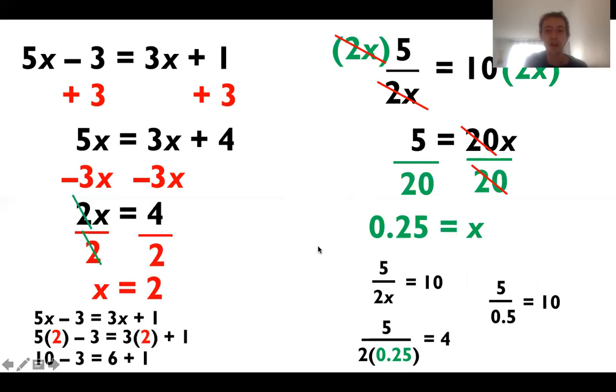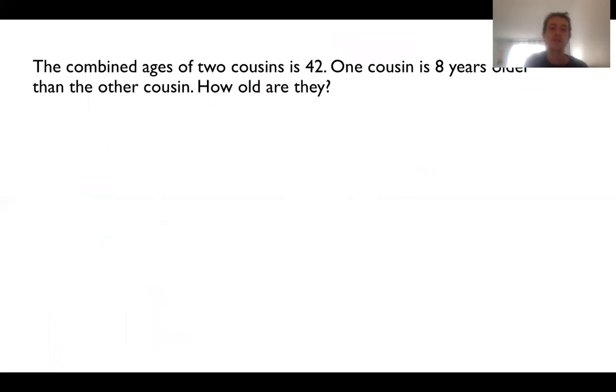And now that we've done that, we're ready for some word problems. I can tell you're all so excited. So here is a word problem. It may look a little bit confusing, but we're going to approach this with an algebraic strategy. So the combined ages of 2 cousins is 42. One cousin is 8 years older than the other one.